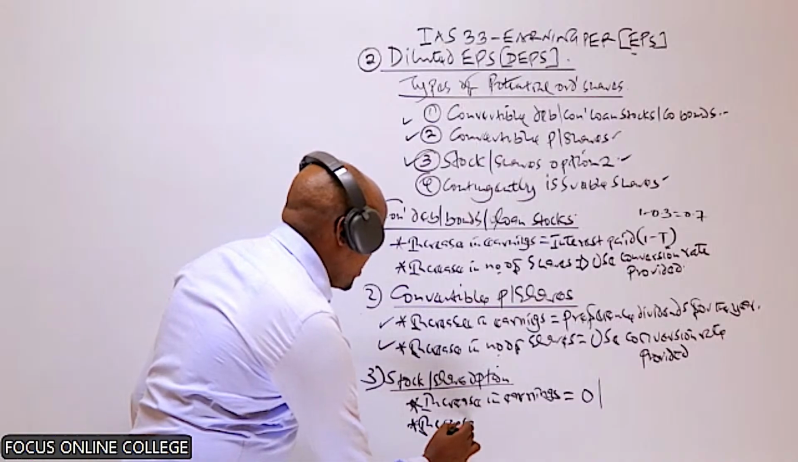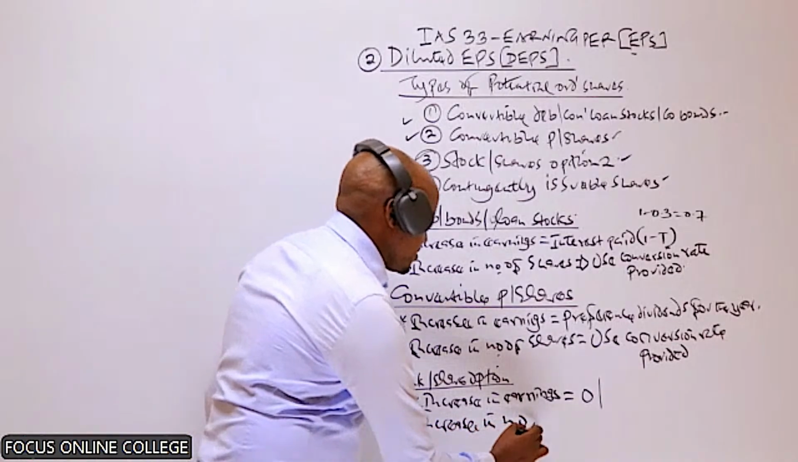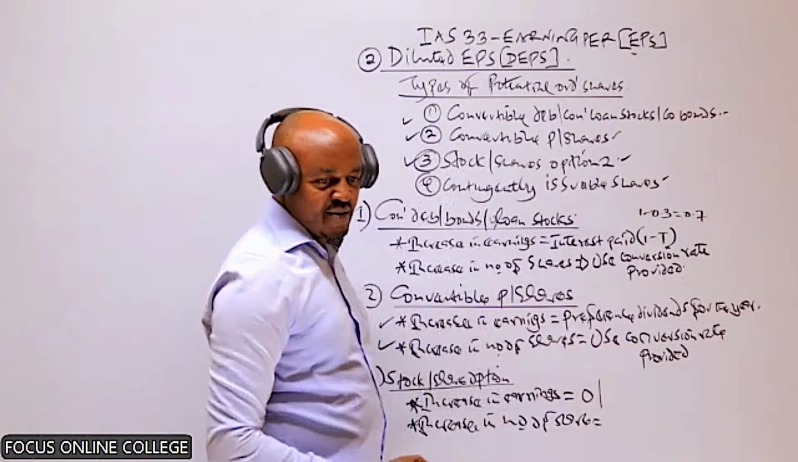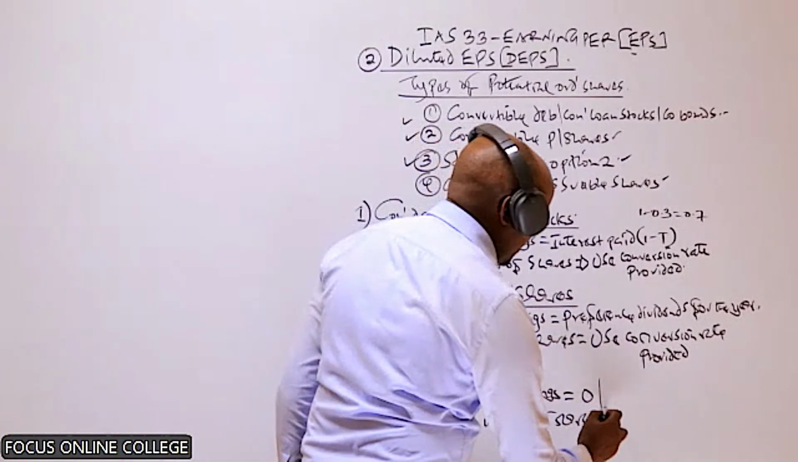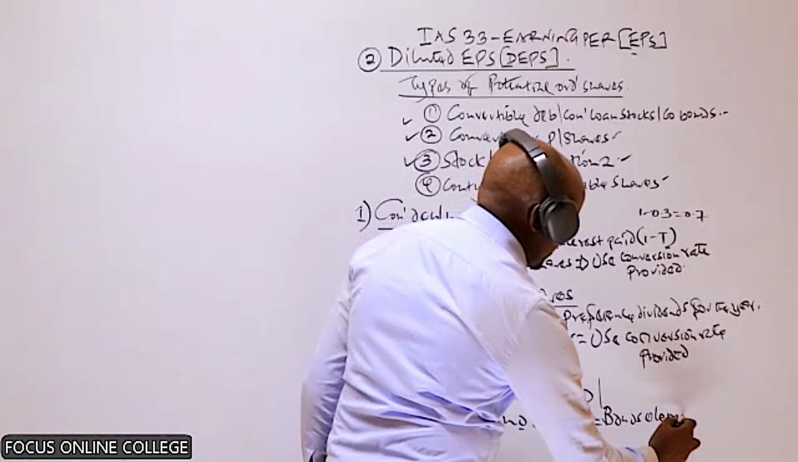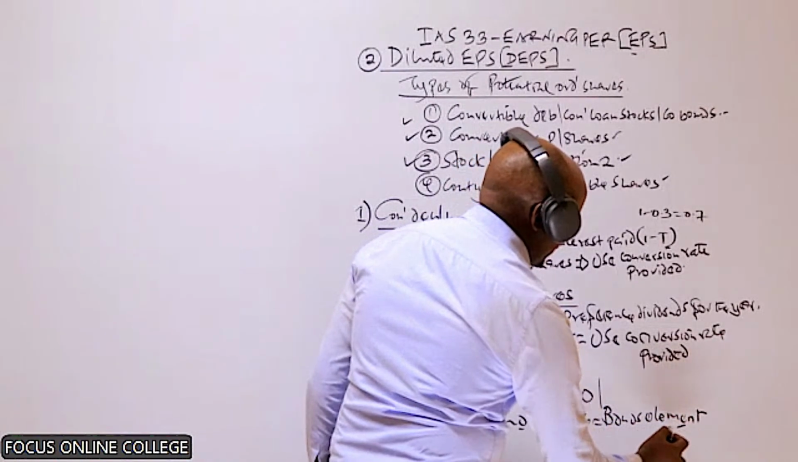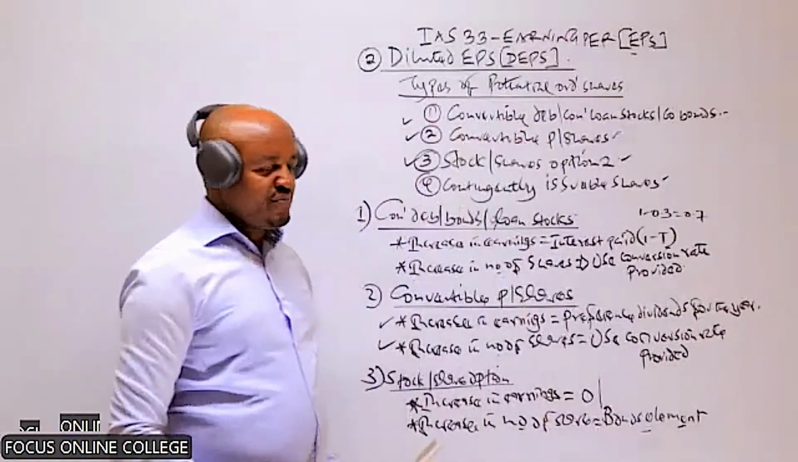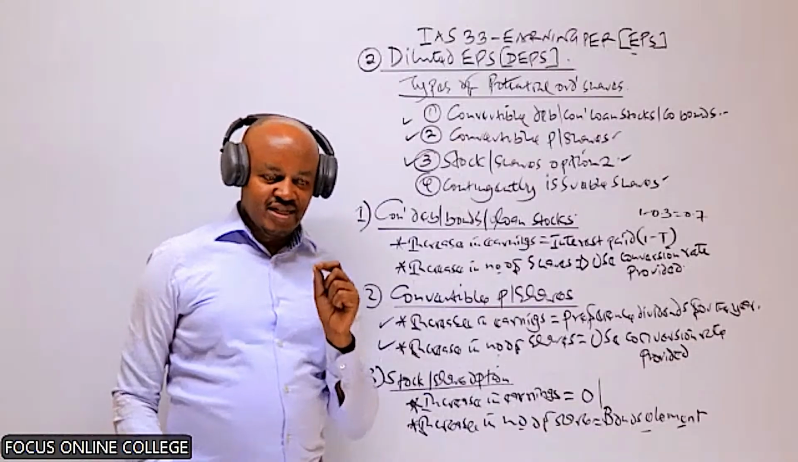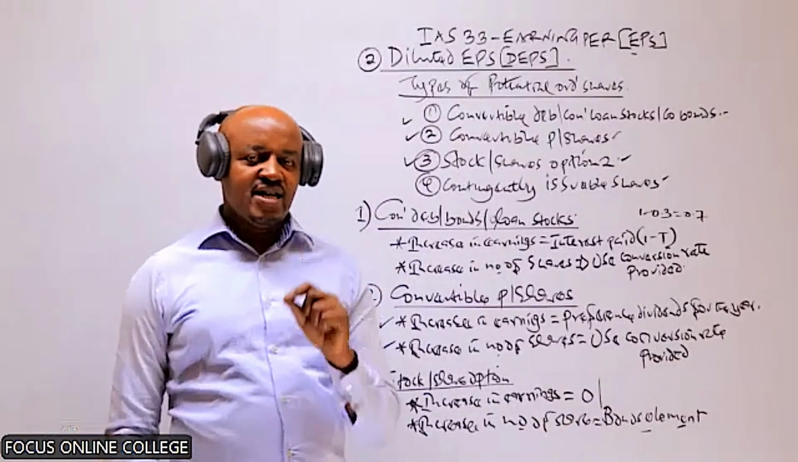Then, what about the increase in number of shares? The increase in number of shares is equal to the bonus element. For you to be able to recall this, or basically for you to be able to understand this, remember what we discussed yesterday at the basic earnings per share.